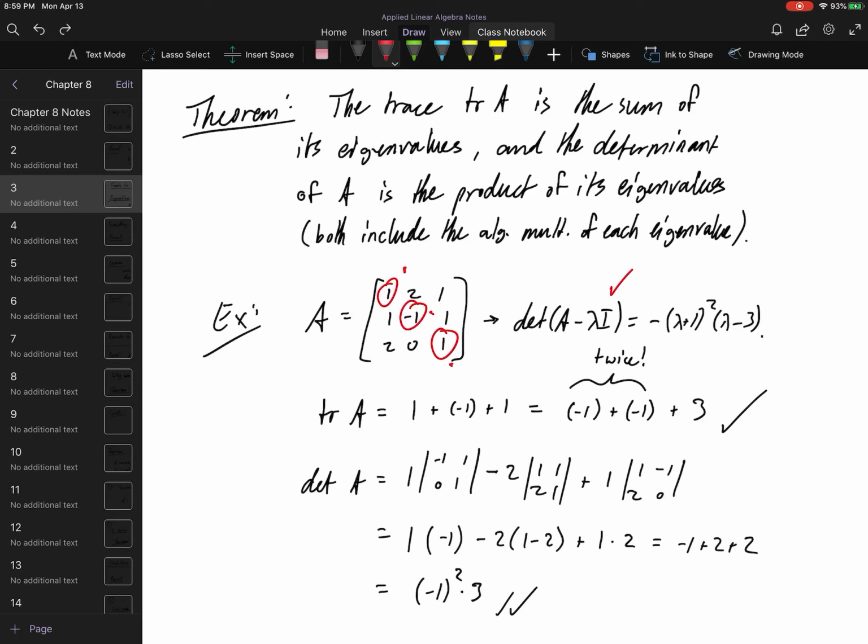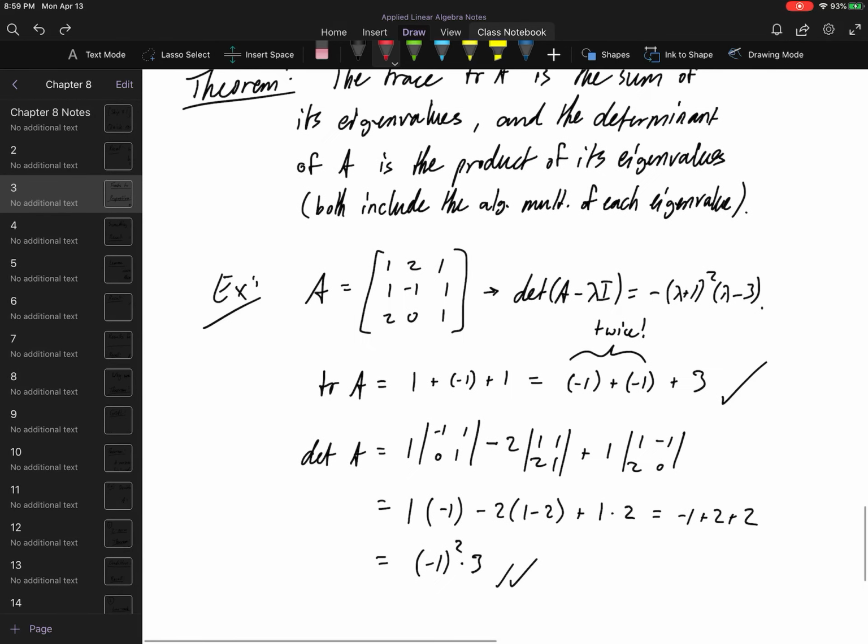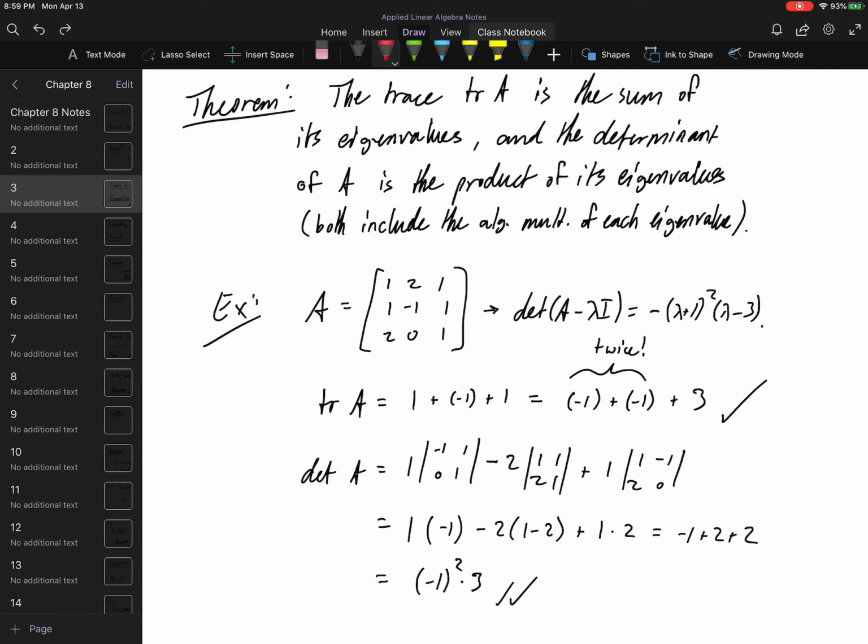So I get exactly the same sum of eigenvalues as I do summing down the diagonal, which I think is actually kind of a counterintuitive result. Like, why should summing some arbitrary elements of a matrix give you the sum of eigenvalues, something that's kind of invariant with respect to this matrix? It's weird, but it's true.